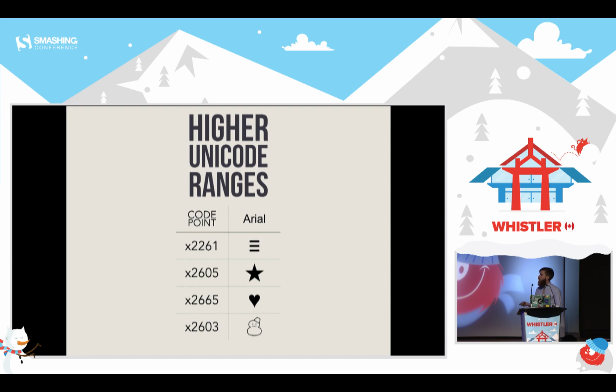So in higher Unicode ranges, there are actually glyphs that exist inside of fonts that we can use. So these are local fonts. For example, the 2261 code point kind of looks like a hamburger menu, right? But it's not. It's a mathematical operator. It has a semantic value associated with it. It means identical to. And we have a star, we have a heart, and we have a Unicode snowman. These all exist in local fonts available on people's systems.